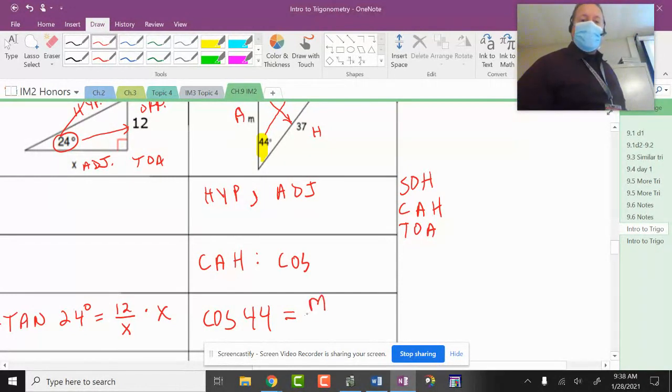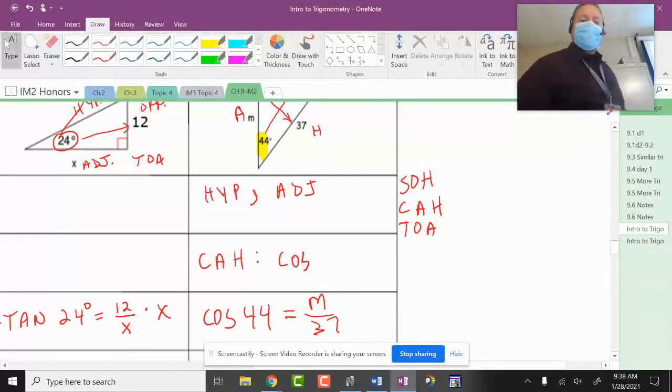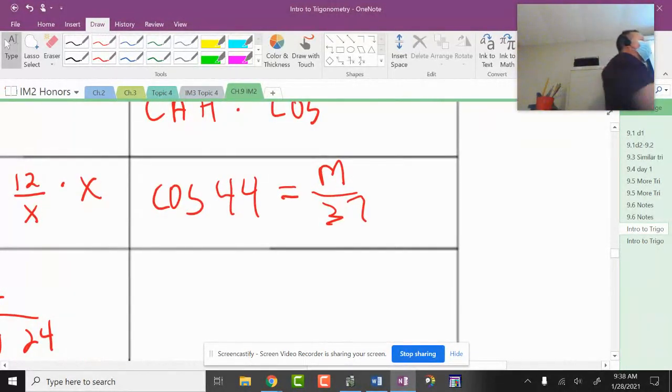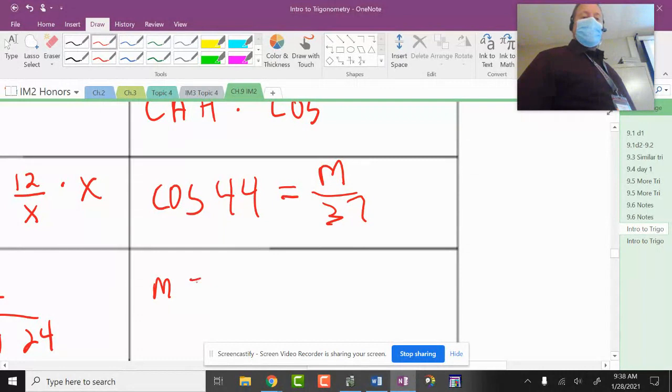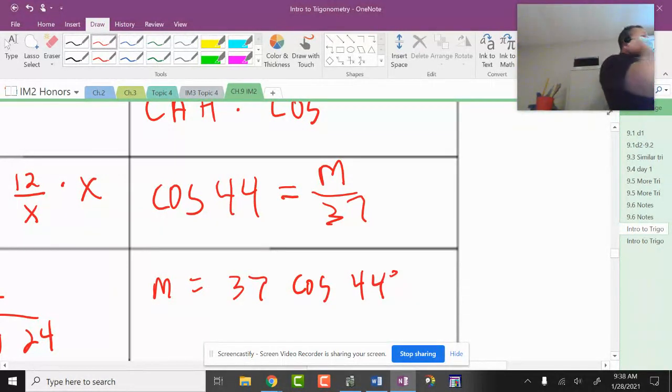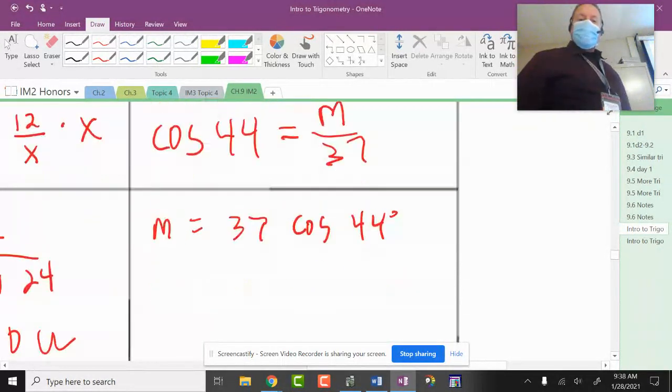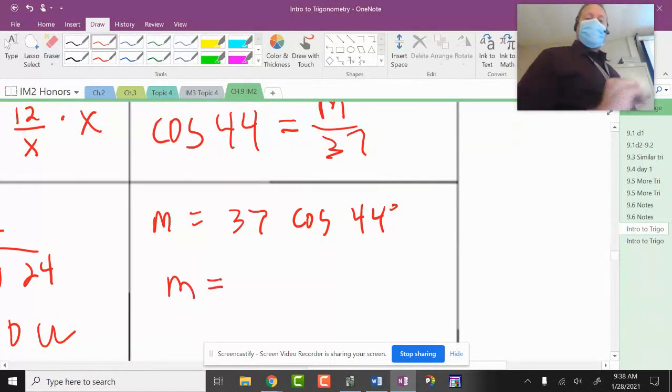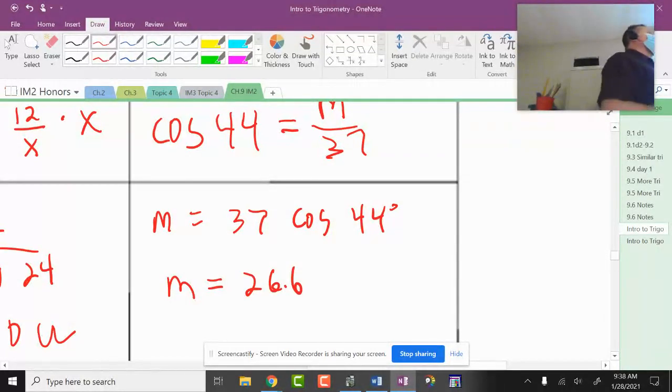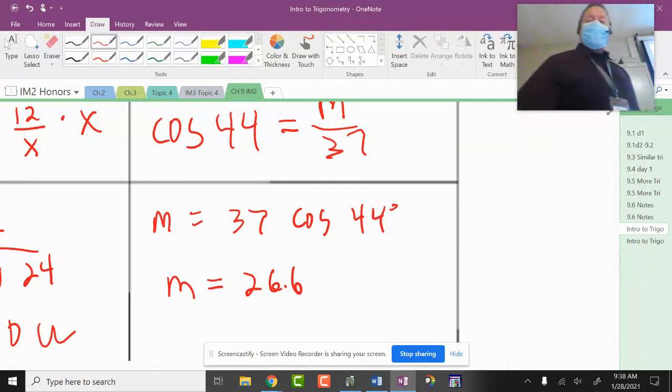Okay, now back to you, Ryan. How do I solve for this now? How do I get M by itself? You don't even need to know about trig to know how to get M by itself. What do I do to both sides? Multiply by 37. So this becomes 37 cosine 44. All right, and that's what you type on your calculator. And then Hannah, just to finish that off, what'd you get for an answer? And is that rounded correctly, everyone? 26.6? Hannah, what do I put as a label on this? Just units, because you found a side measure.